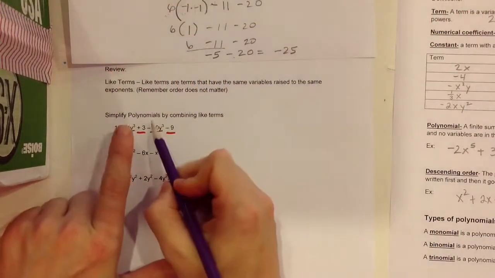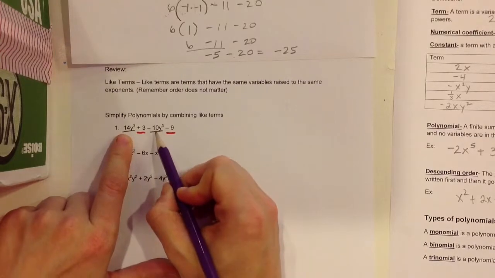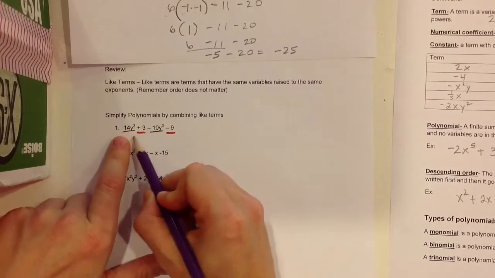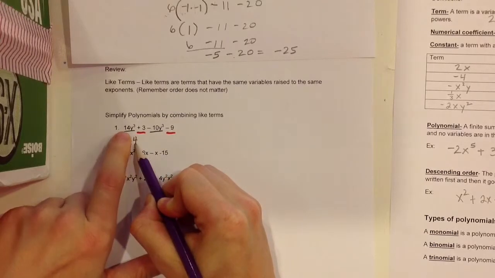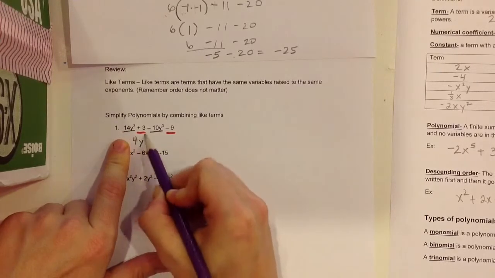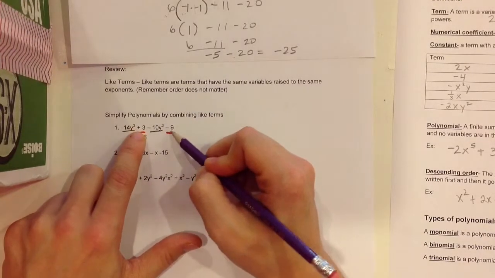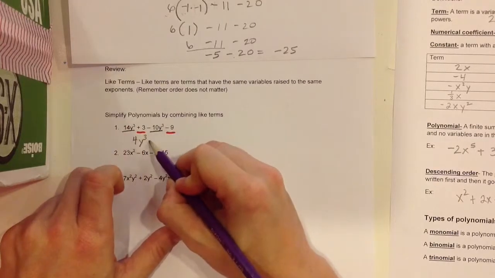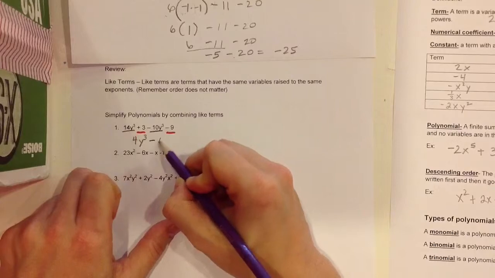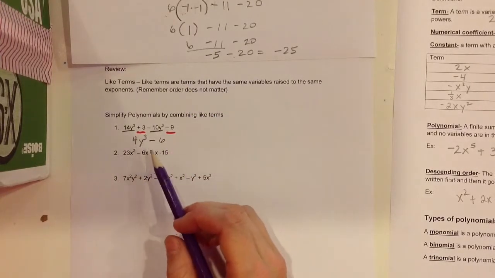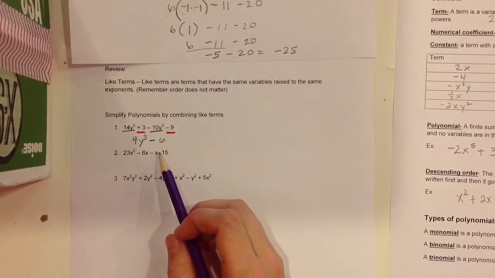So I'm going to look at the numerical coefficients in front of the variables. So 14 minus 10, different signs. I'm going to subtract. Take the sign of the bigger number. The bigger number is positive, so my answer is positive 4y cubed. For my numbers, I have a positive 3 and a negative 9, different signs. I'm going to subtract. The bigger number is negative, so my answer is going to be a negative 6. This is in simplest form because I do not have any more like terms.